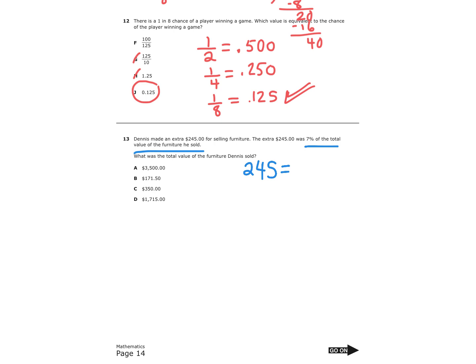So this $245 is 7% of the total value, 7%, or 7 out of 100 of the total value. So you have to multiply 7% times x, or you could say 0.07, that's 7%, times some number, gives you 245. So to get this number, you have to divide 245 divided by 0.07. Okay? So we're going to take 245 divided by 0.07.